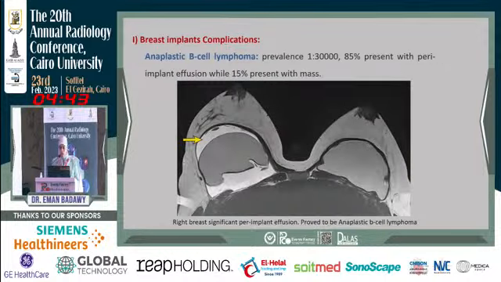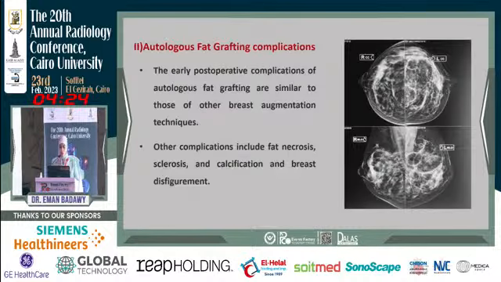Another rare complication is the anaplastic large cell lymphoma. It may be found in 80% of cases by a significant peri-implant effusion, as in the demonstrated case, or in only 15% it may present with a mass, and its prevalence is 1 in 30,000 cases.